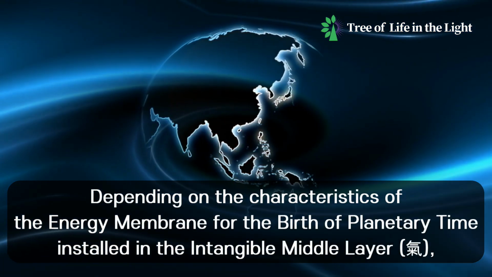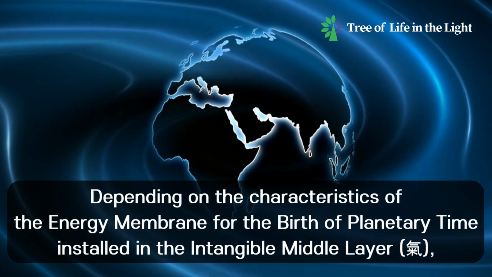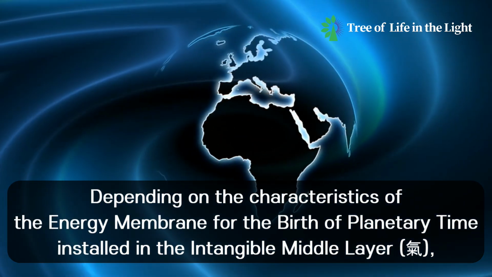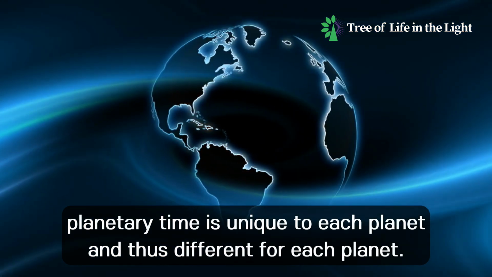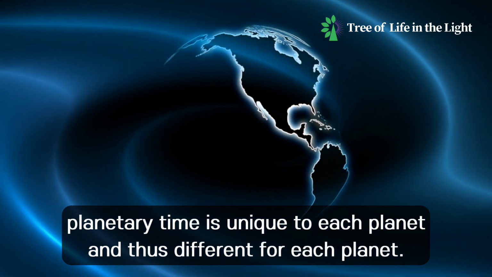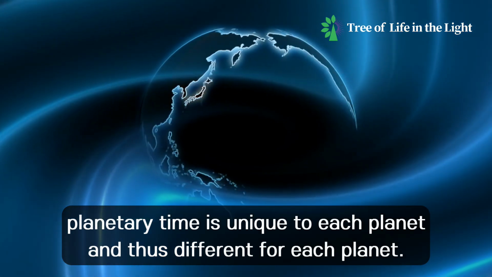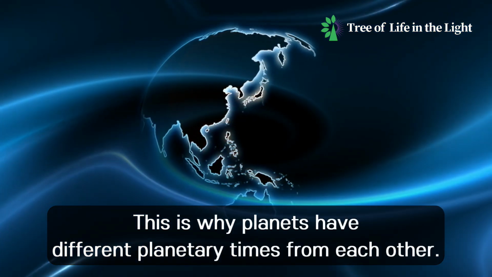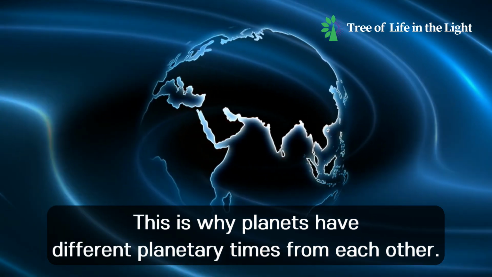Depending on the characteristics of the energy membrane for the birth of planetary time installed in the intangible middle layer, planetary time is unique to each planet and thus different for each planet. This is why planets have different planetary times from each other.